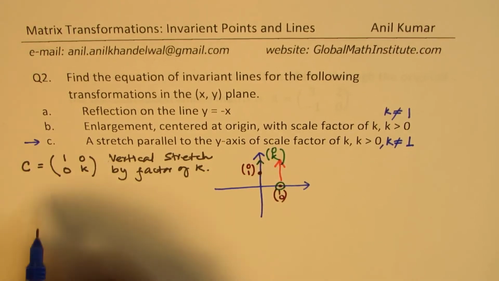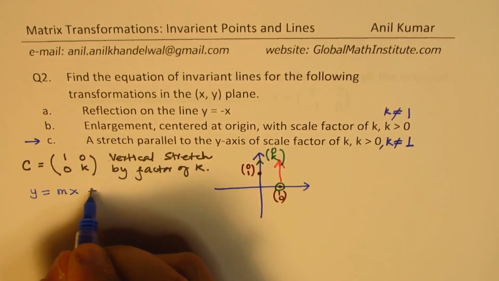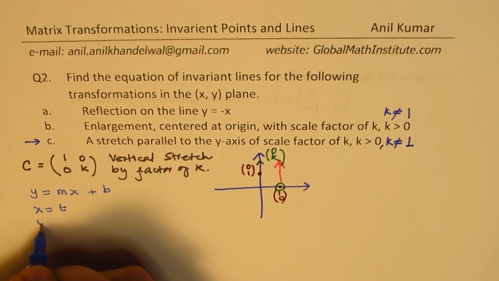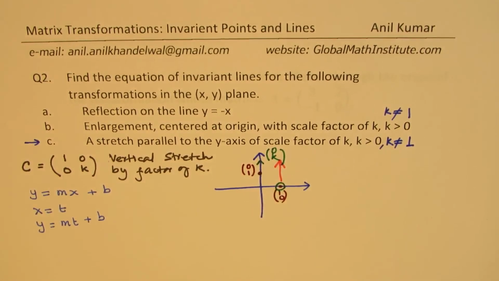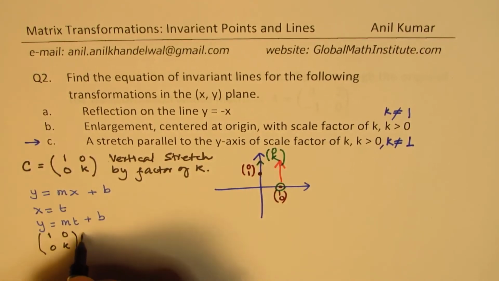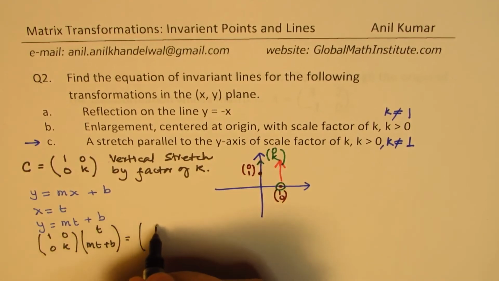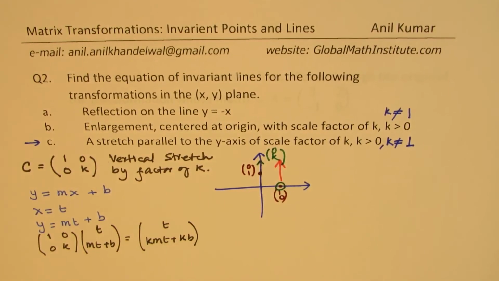Now once we apply this transformation to our line, the line is y equals mx plus b. In parametric form, if I write x equals t, then y equals mt plus b. Writing the transformation, it becomes the matrix [1, 0; 0, k] times (t, mt plus b), which when you multiply, you get t here, and kmt plus kb here. That is what you get.